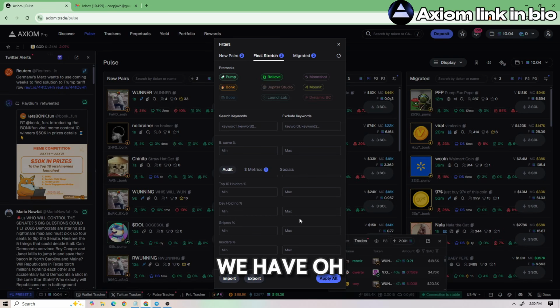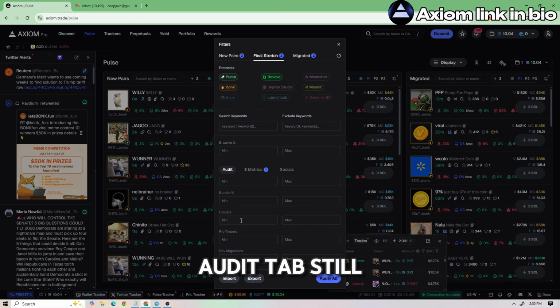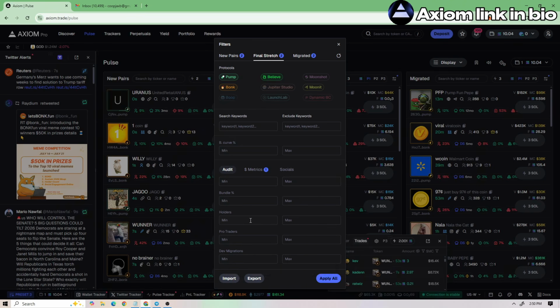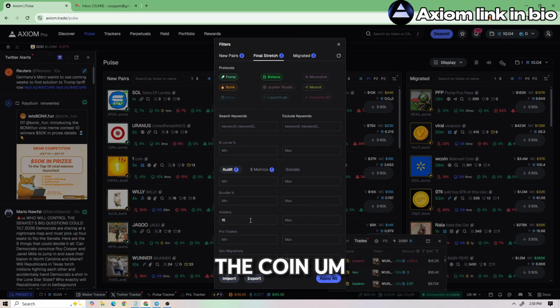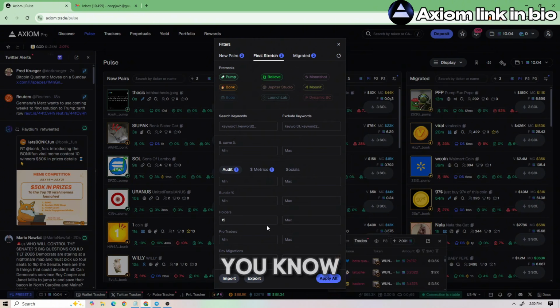And then we have holders. Where's holders at? Holders on the audit tab still. Minimum 15. This is to make sure people are actually buying the coin. It's not just fully botted. Obviously, if there's less than 15 holders, it's definitely just fully botted. So I recommend having minimum 15 holders.